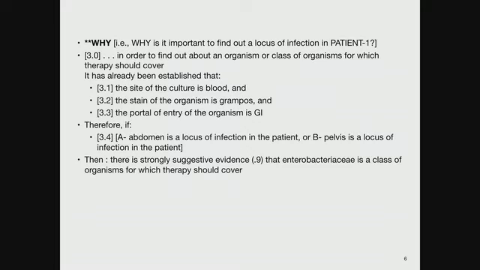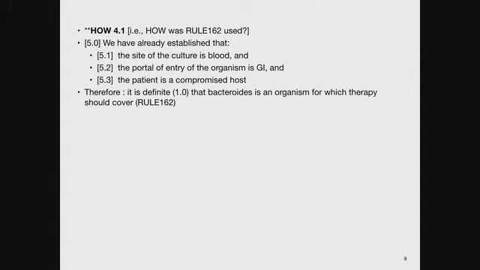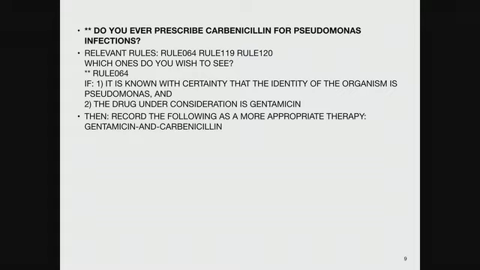Why is it important to find out a locus of infection? Well, there's a reason, which is that there's a rule that will conclude, for example, that the abdomen is a locus of infection or the pelvis is a locus of infection of the patient if you satisfy these criteria. And so this is a kind of rudimentary explanation that comes directly out of the fact that these are rule-based systems, and so you can just play back the rules.